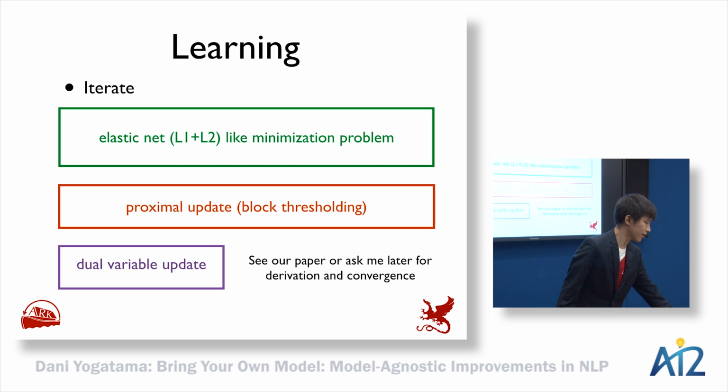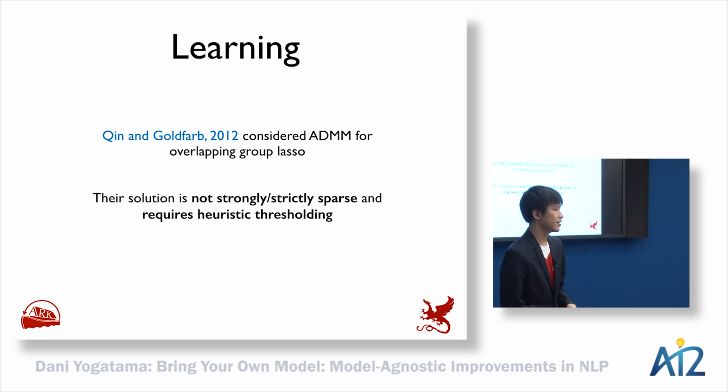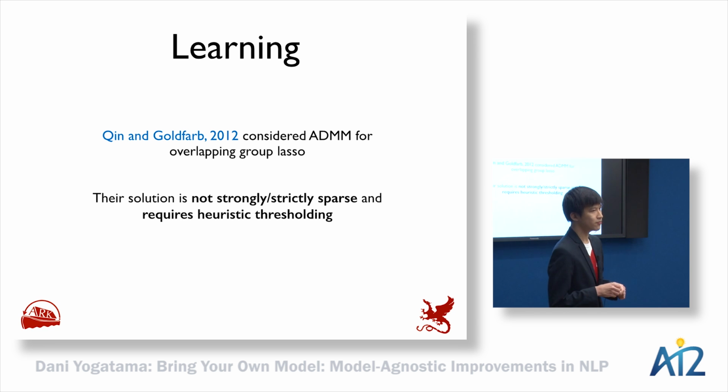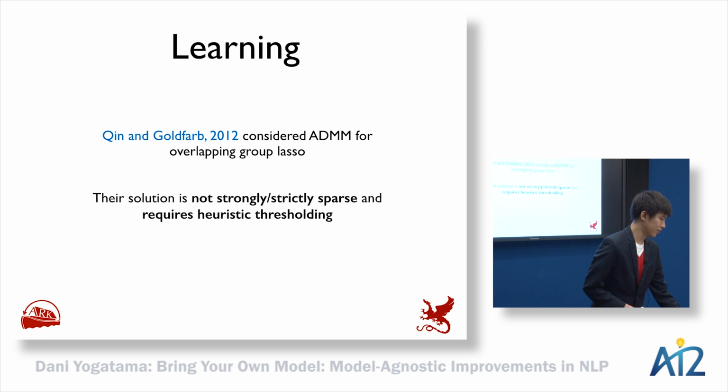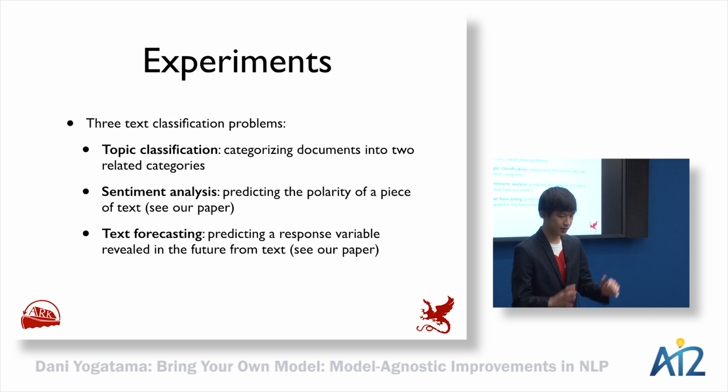Okay, I would also like to mention that there was another work that considered ADMM for overlapping group lasso. Their technique is a little bit different than ours, so they still require some heuristic post-processing step to get exact zeros in the feature weights, whereas this is not the case in our ADMM. Okay, so that's how we're going to solve our optimization problem.